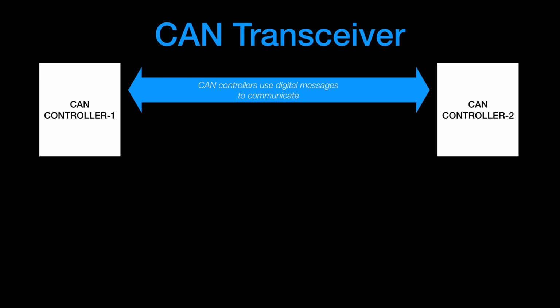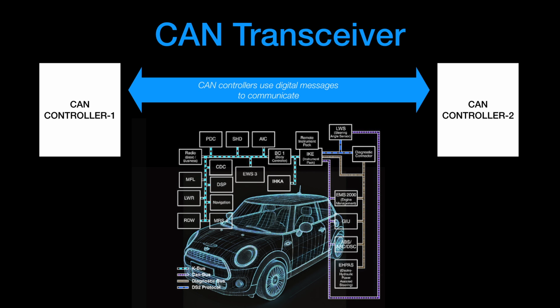So we already know that we have multiple CAN controllers in a car. That could be your ECU, your ESP, your ABS, any of those controllers, and they all need to communicate with each other. So controllers, which we call CAN controllers, are going to exchange digital messages between them to communicate. And of course they can't do this directly, because they have to get over the CAN bus. And now the question is, how do they get over the CAN bus?